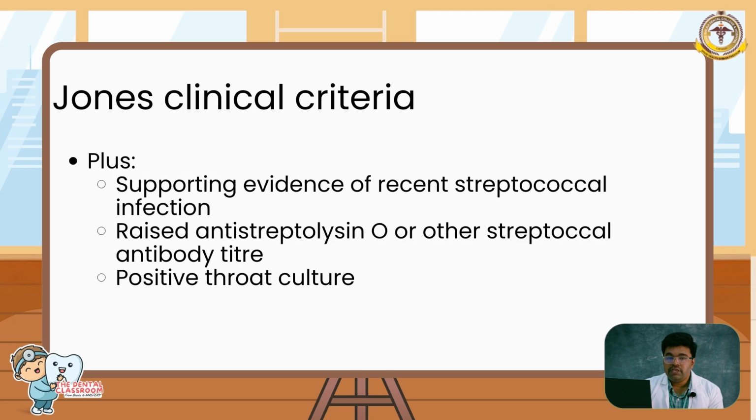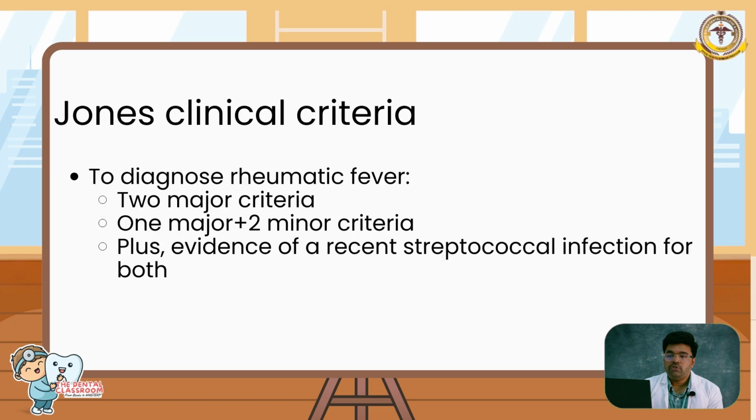Along with the major and minor criteria, a previous exposure to the streptococcal infection is important. This we detect by either a positive throat culture or raised anti-streptolysin O antibodies. To diagnose, either 2 major criteria have to be there, or 1 major criterion and 2 minor criteria have to be there.